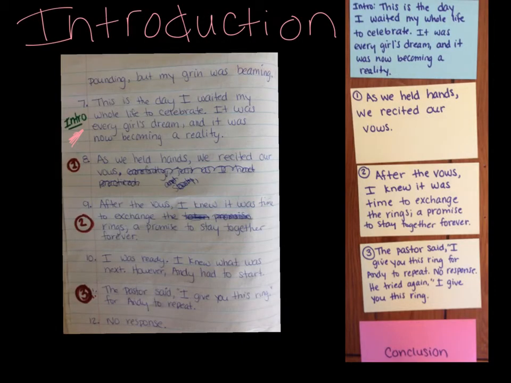Here's what it looks like where it's all laid out with all of my index cards. The introduction is first, and it sets the topic up for the reader. It says, this is the day I waited my whole life to celebrate. It was every girl's dream, and it was now becoming a reality. My 3 examples are directly after it. As I read my paragraph all together, I will think about how smooth it is and if there are any gaps between what the reader knows and what I know.